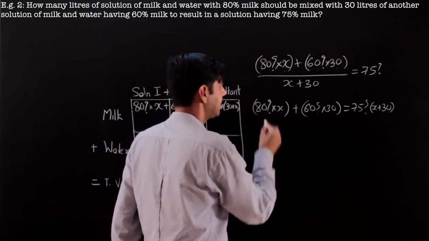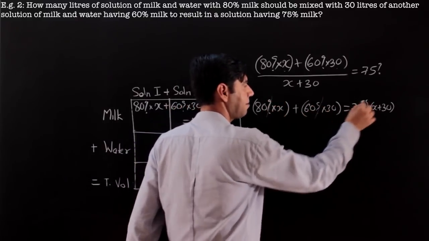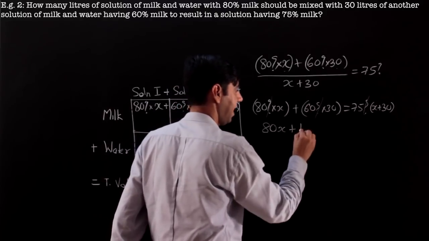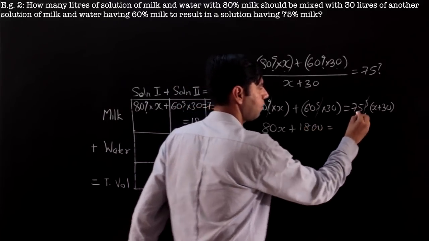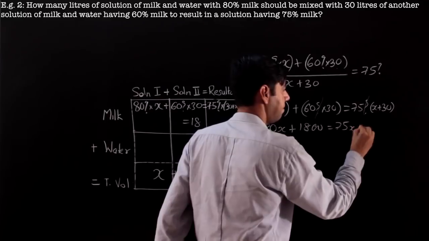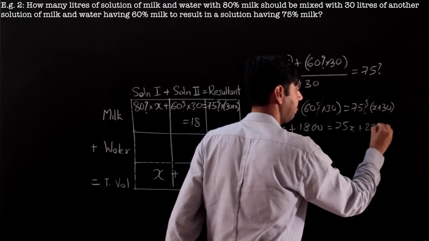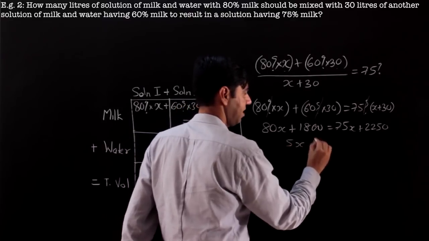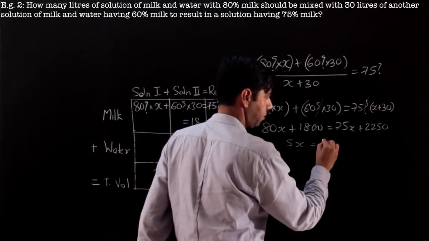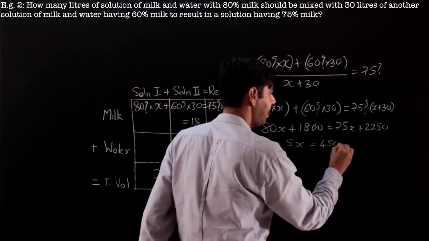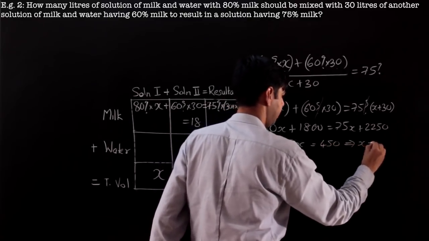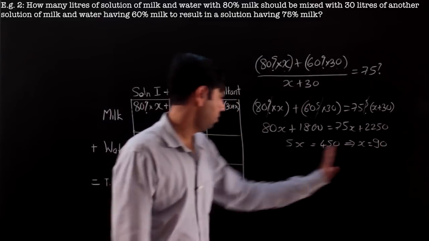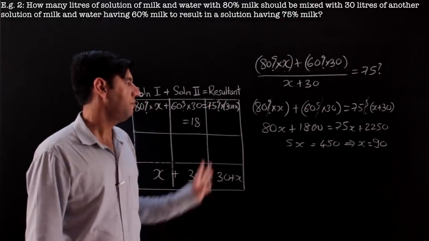So 80% of x, there's a percentage everywhere, so I'm dropping that percentage out over there. So 80x plus this will be 1800 is equal to 75x plus 75 into 30 is 2250. So that will be leaving me a 5x when this goes, 18. So that is going to be 450, which will result in x being equal to 90. If there's no error, that should be correct, right? So we can solve it this way.